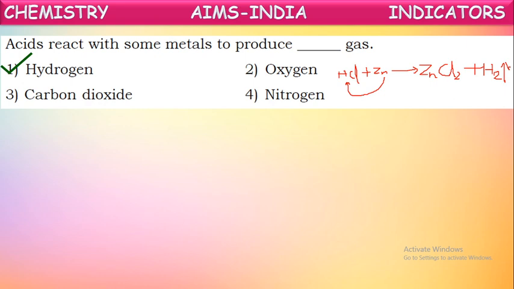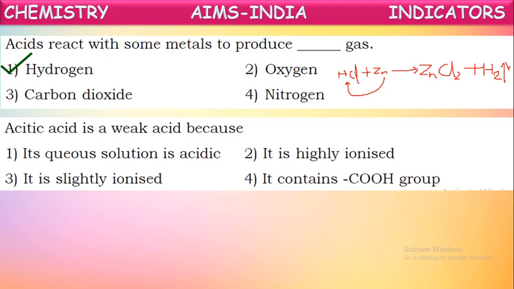What is the test for hydrogen gas? When you introduce a burning splinter in the presence of hydrogen gas, first it burns with a blue flame and immediately puts off with a pop sound. That is the test for hydrogen gas. Anyhow, acids will produce hydrogen gas on reaction with metals.